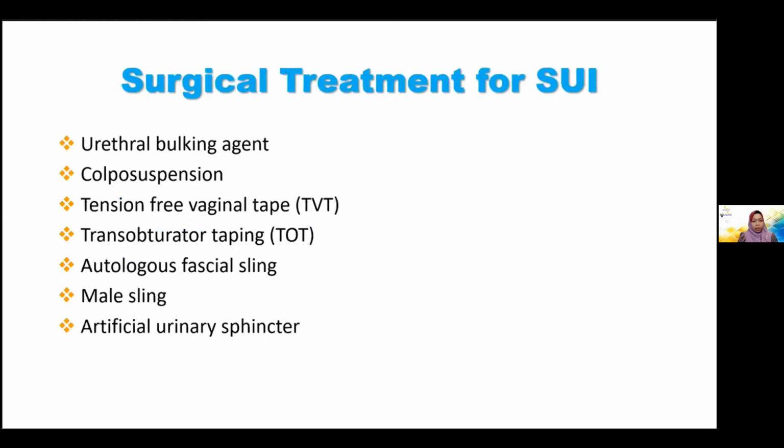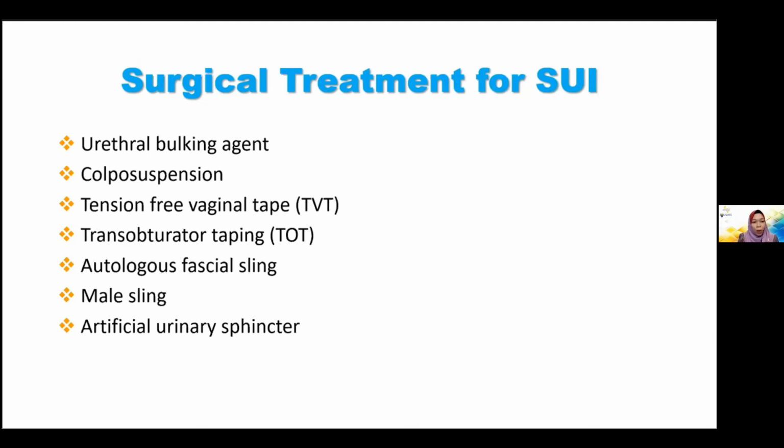So let me bring your attention to the surgical treatment that we can offer for stress urinary incontinence patients. Urethral bulking agent is a procedure where we inject bulking agent into the bladder neck. This will cause the bladder neck to be slightly narrow, so when the patient coughs and sneezes, they don't leak urine too easily. Colpo suspension can be done by either urologist or urogyne, sorry, where you bring up the bladder so that it doesn't fall easily when the patient coughs and sneezes.